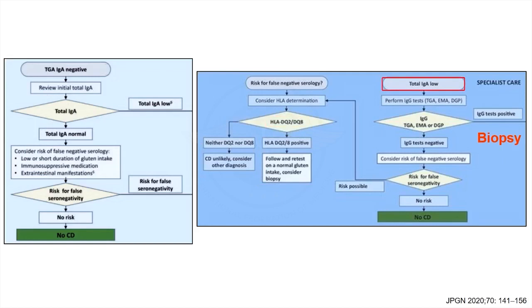If IgA level is low and the TTG level is also low, in that case, an IgG serology test should be measured. If it's negative, then it is considered a false negative serology. And if it's positive, then again we have to go for biopsy.